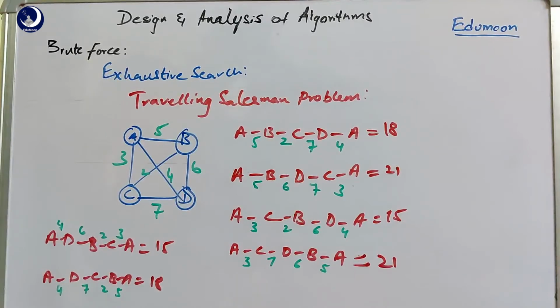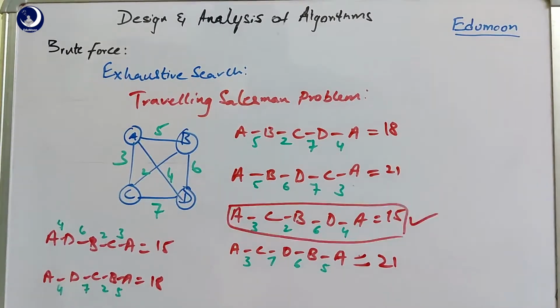Among all this, you can see the least total cost of the tour is given in two cases, equal to 15: in one case ACBDA, and in the other case ADBCA, which is also equal to 15. So this is the solution for the traveling salesman problem.